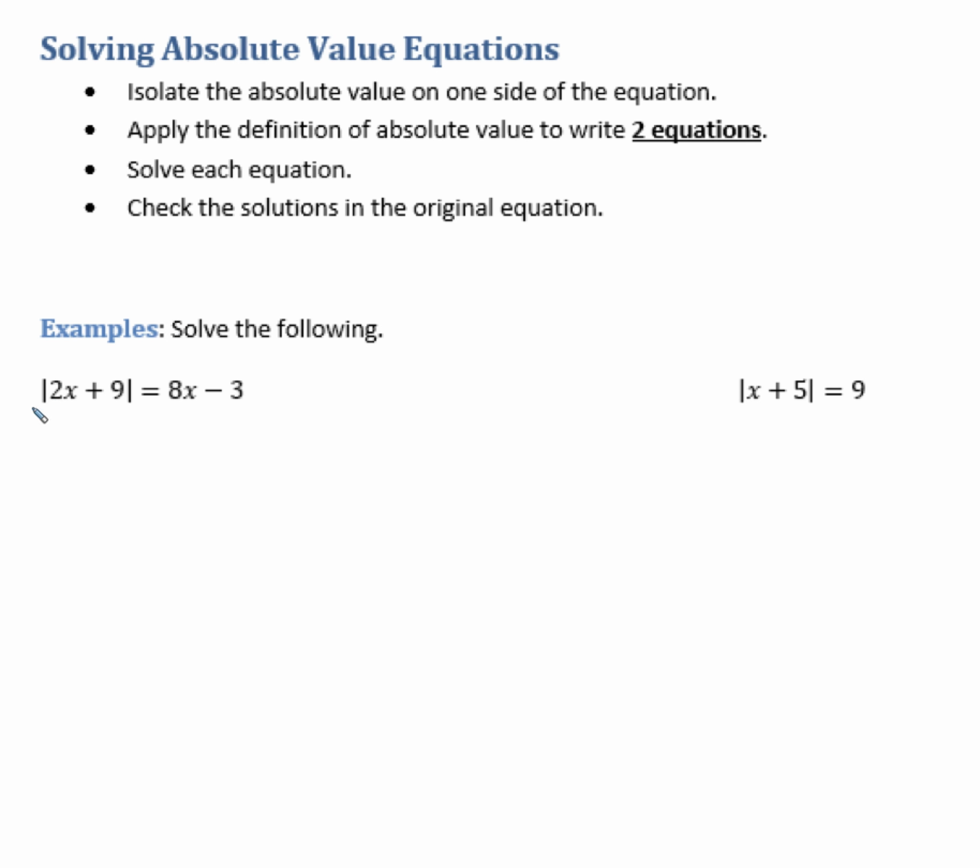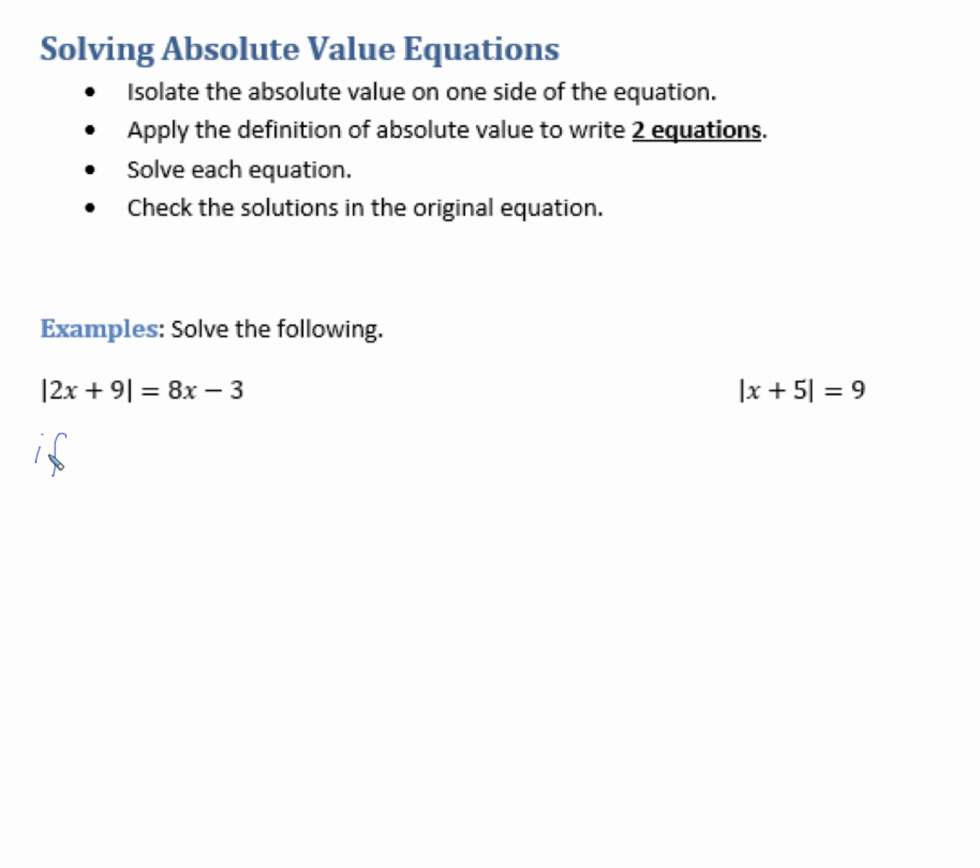So in doing this first one, we want to isolate the absolute value. Well, it already is isolated. It's by itself on the left side. Apply the definition to write two equations. Well, is 2x plus 9 positive or negative? And the answer is always we don't know because we don't know what x is. So we have to split up into two parts. So here's how I usually do it.